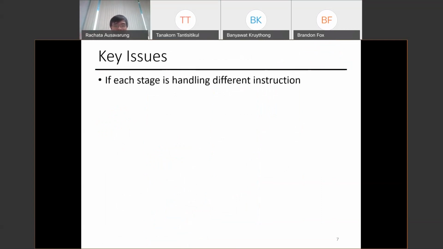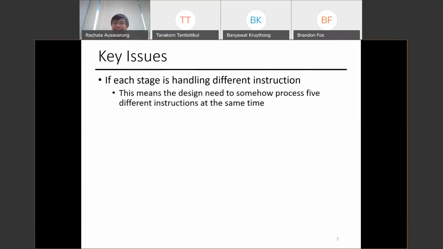Basically, over here we have 5 stages. This is a classic 5-stage pipeline. So if you see the word 5-stage pipeline in a textbook, they're talking about fetch, decode, execute, memory, write back. This is a classic textbook processor design. If you have 5 stages, it means that each one of these has to handle different instructions, as I said, right? N minus 2, n minus 1, n plus 1, and n plus 2. So the design needs to process 5 instructions at the same time.